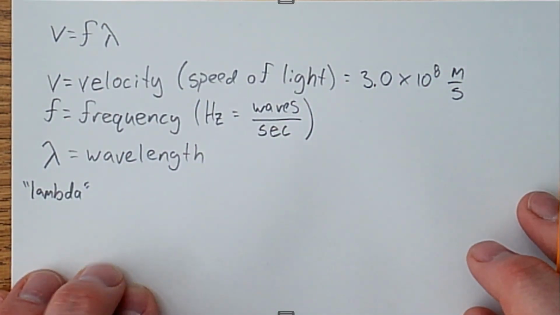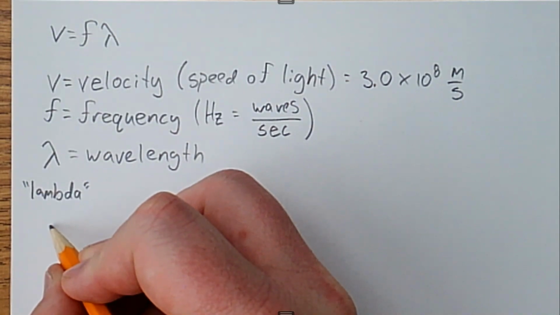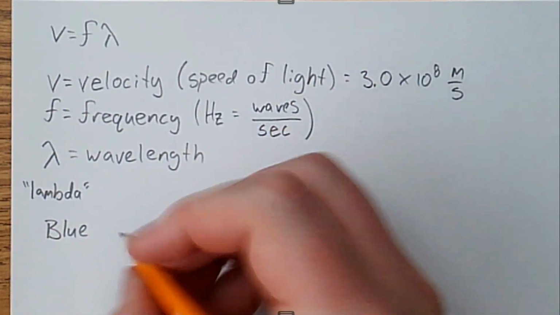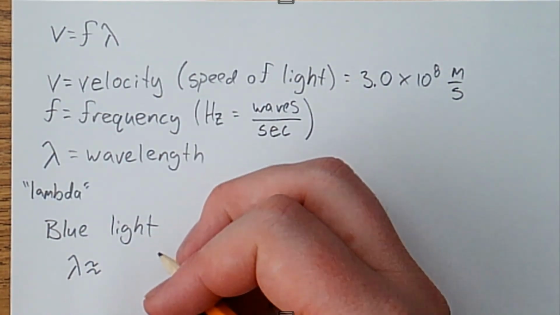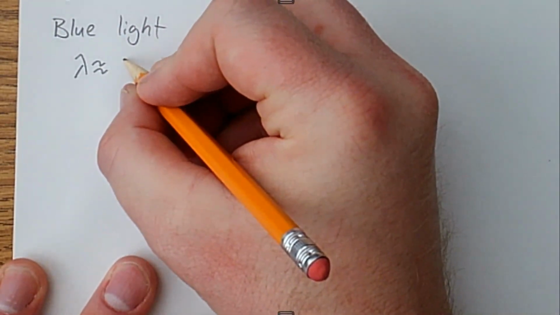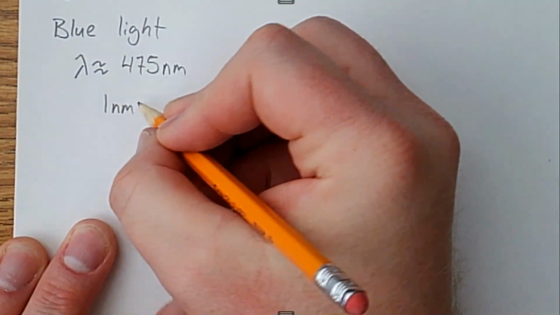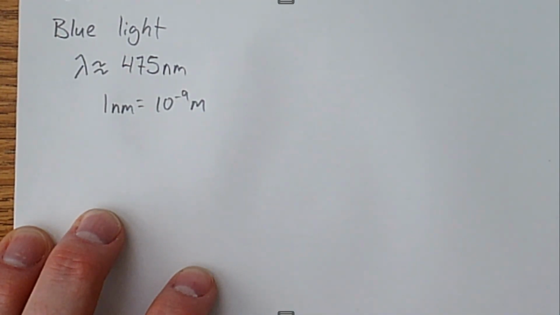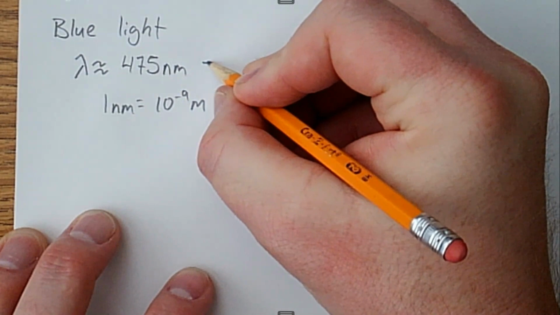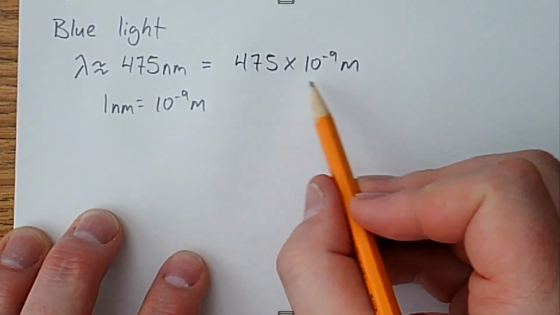Now, for our wavelengths of visible light, we have most of those in nanometers, but we need everything to be in meters, seconds, and waves. All of our units need to be the same before we can do calculations. So, if we start with blue light. Blue light has a wavelength of, depending on how blue, like how purple or how green that blue is, approximately 475 nanometers. 1 nanometer equals 10 to the negative 9th meters. So 1/1,000,000,000th of a meter. So that means that 475 nanometers equals 475 times 10 to the negative 9th meters.